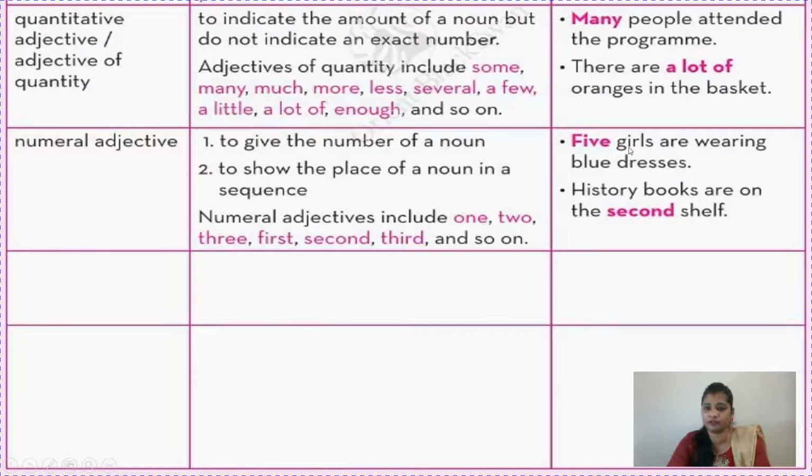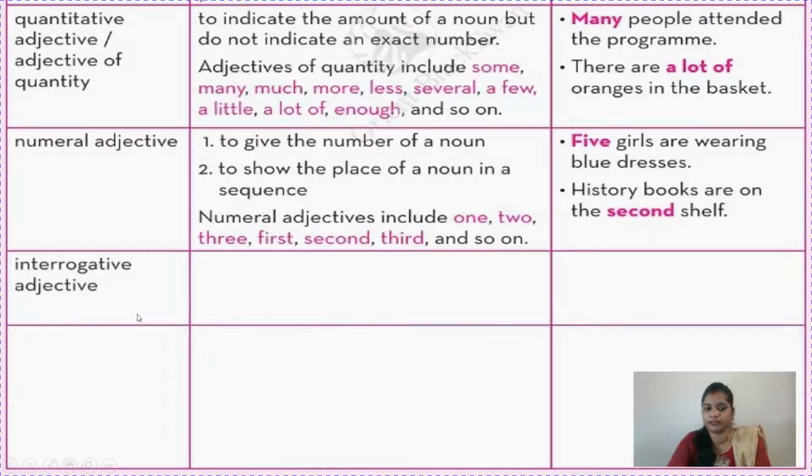So children, 5 girls. Girls it's noun. And 5 is giving more information that how many girls are wearing blue dresses? 5. Where are history books kept? So second shelf. So shelf is a noun and second is describing it.